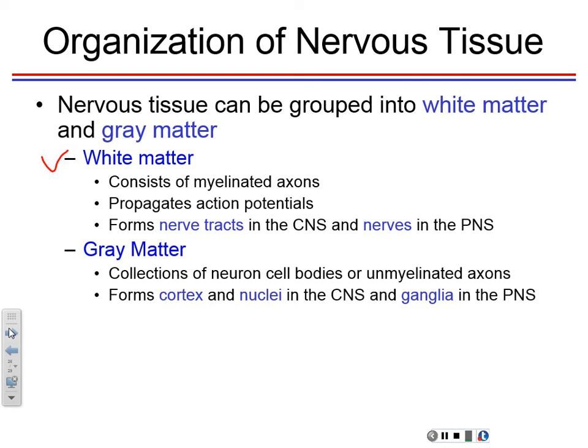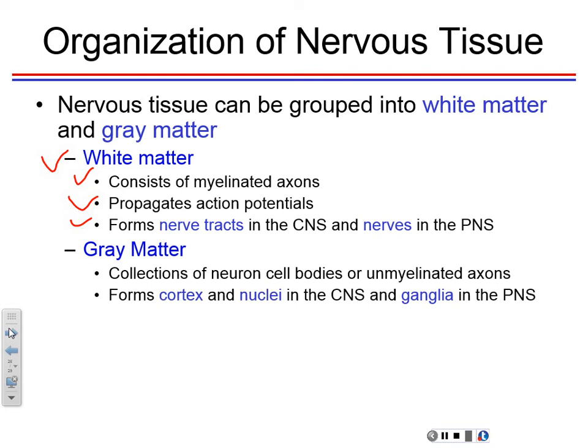White matter propagates action potentials at high speed, consists of myelinated axons, and forms nerve tracts, like I talked about, in the central nervous system, and nerves in the periphery. Those are groups of neurons bundled together. In the periphery, they're called nerves, like spinal nerves and cranial nerves, and in the central nervous system, they're called tracts.